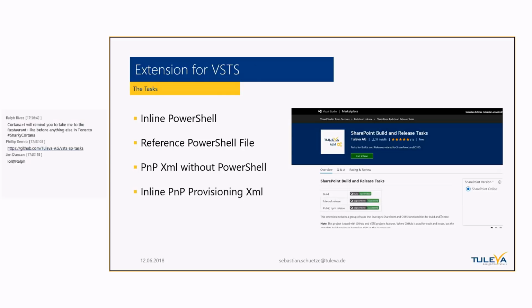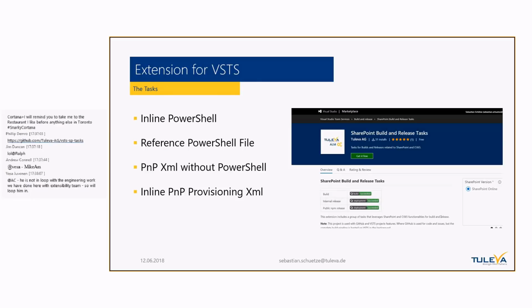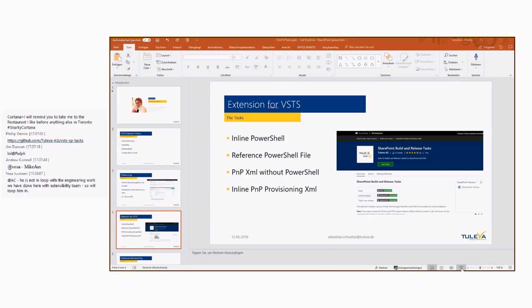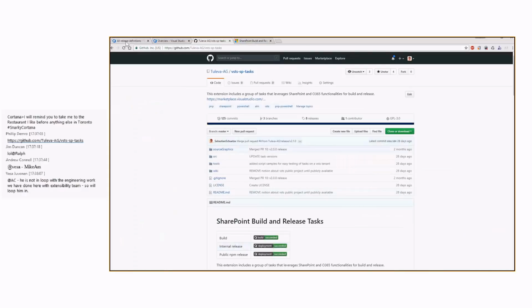Or you could also reference a PowerShell file that only includes PnP PowerShell, and you don't need to worry about downloading the library or installing a library on the agent or anywhere. Basically the task takes care of downloading the PowerShell module from the PowerShell Gallery, and currently it always gets the newest version. And this makes life pretty much easier for you. So I'm showing you a bit of what I'm talking about.